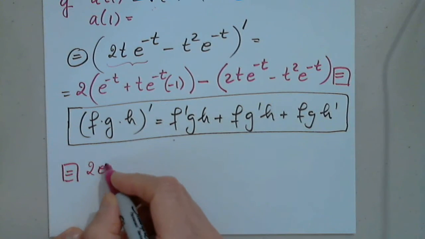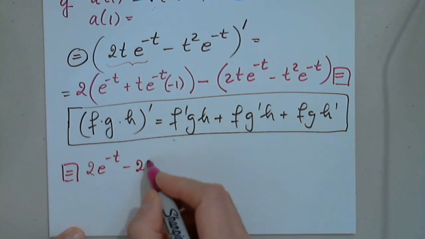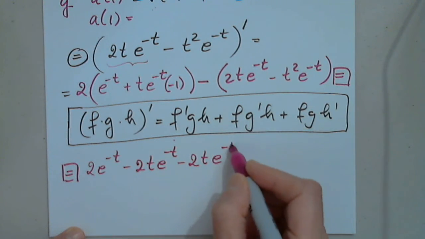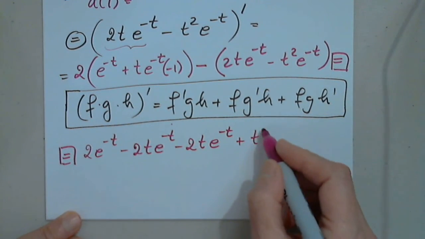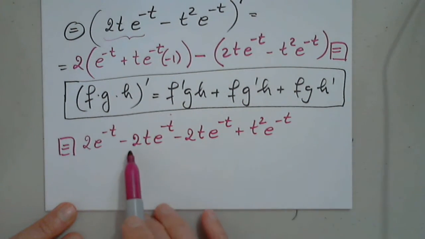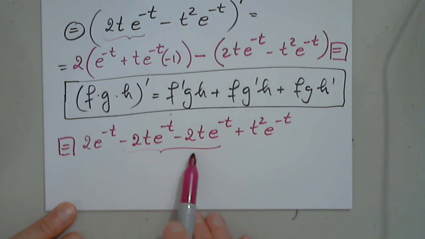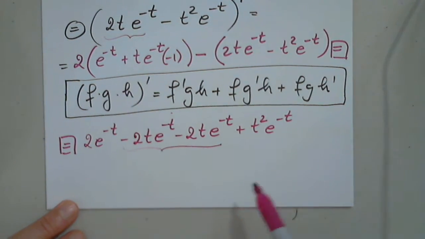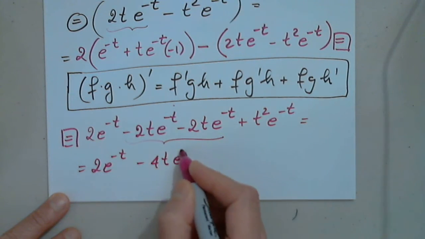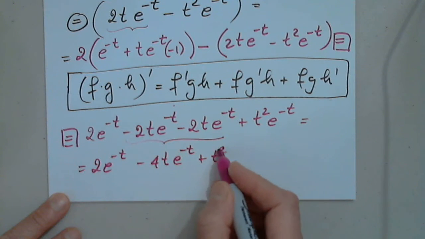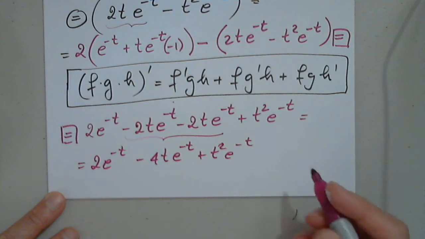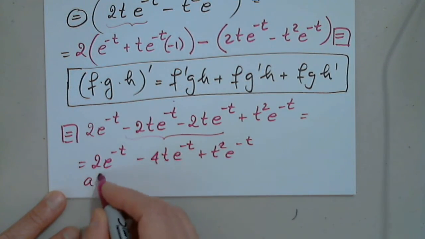So we have 2e to negative t minus 2t e to negative t minus 2t e to negative t plus t squared e to negative t. Only these are like terms, and they make up a 4, 4t e to negative t. So 2e to negative t minus 4t e to negative t, plus t squared e to negative t. This is it. This is the acceleration. And now they want us to find a of 1.